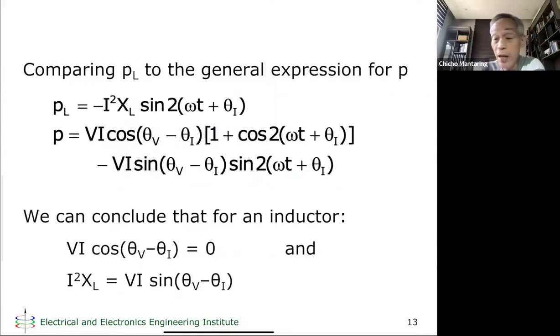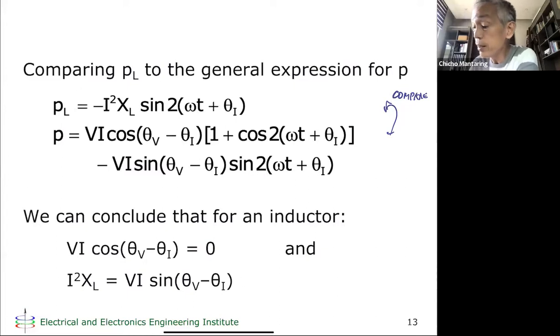Now what about P of L? So again, let's compare P of L to my general expression here. So ito dinerive na natin to kanina. This is the current. This is the power, instantaneous power delivered to your inductance. So this is my general expression for P in a general network. Again, I compare these two.